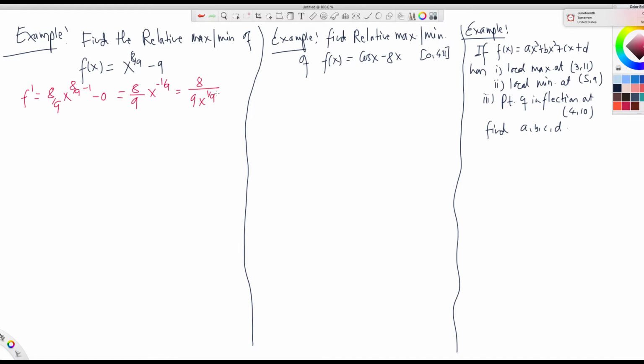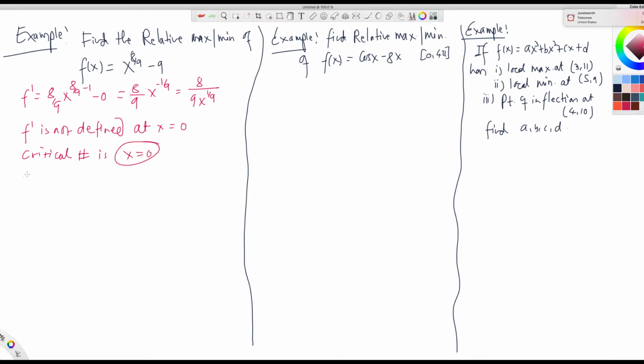So if you write that, it will be 8 over 9 x to the negative 1/9. That's what I get. Okay, so to find out the critical numbers, what do we do? We find out where the function is not defined or where the function is 0. This function is not 0 anywhere, right? But it is not defined if x is 0. So f prime is not defined at x equals 0. So the critical number is x equals 0. That's the critical number, right?